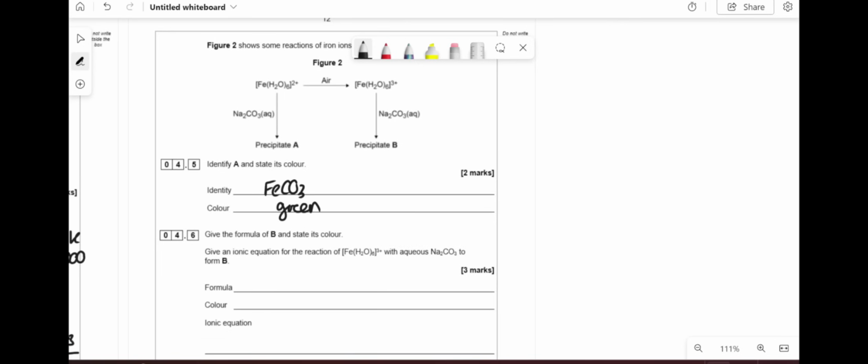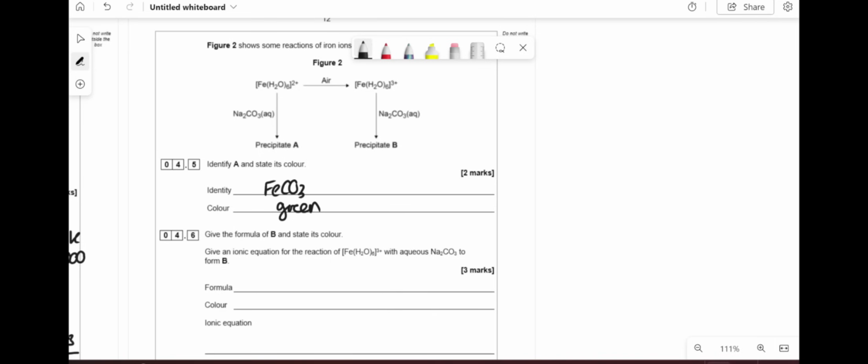The formula B and states color. Give an ionic equation for the reaction of [Fe(H2O)6]3+ with aqueous Na2CO3 to form B. So, transition metal 2+ ions react with sodium carbonate and form insoluble metal carbonates. In the example above, it's iron carbonate.